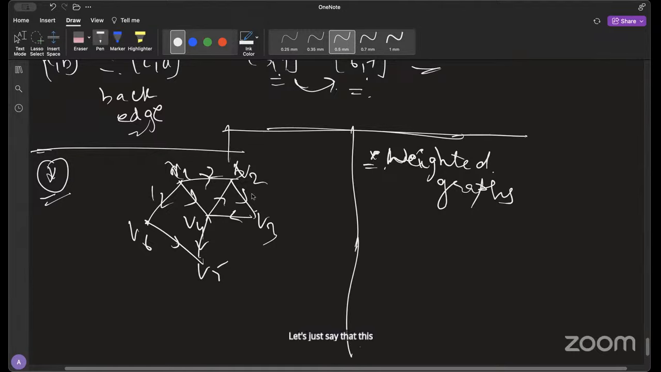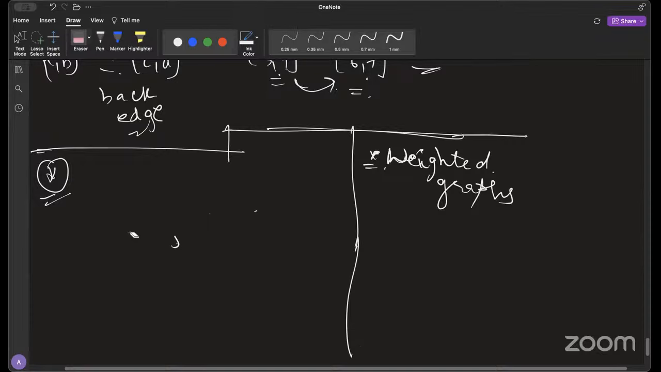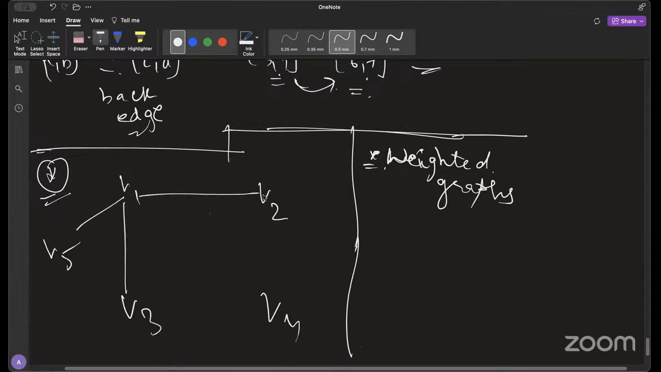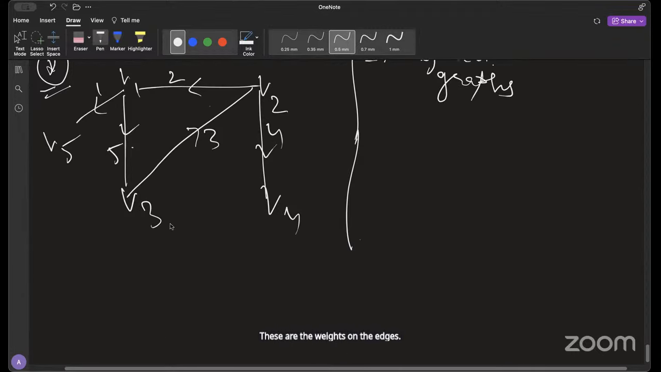Let's just say that this is a weighted graph. 1, 2, 3, 1, 4. Okay, I think the graph's not clear. Let's just say you have this thing, and this is 1, 2, 3, 4, 5. Let's say these are the weights on the edges. So what are we intending?